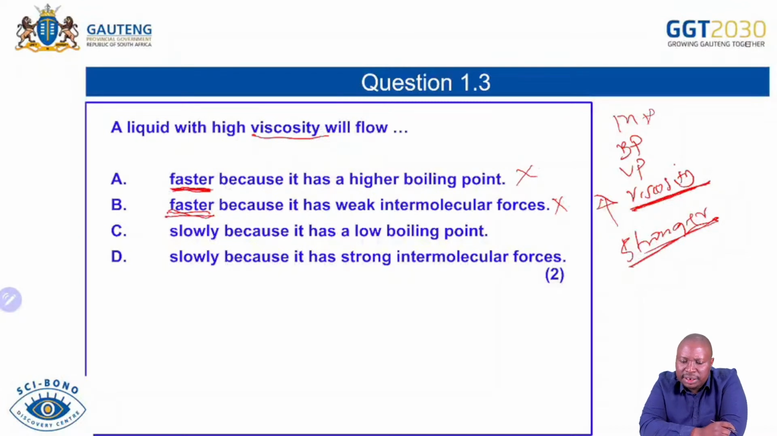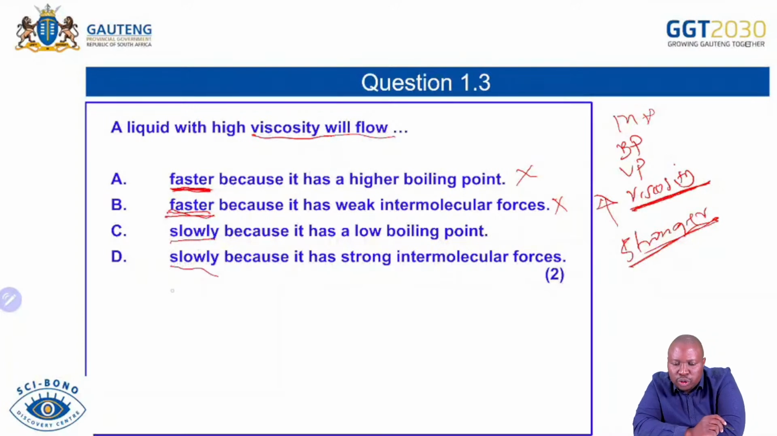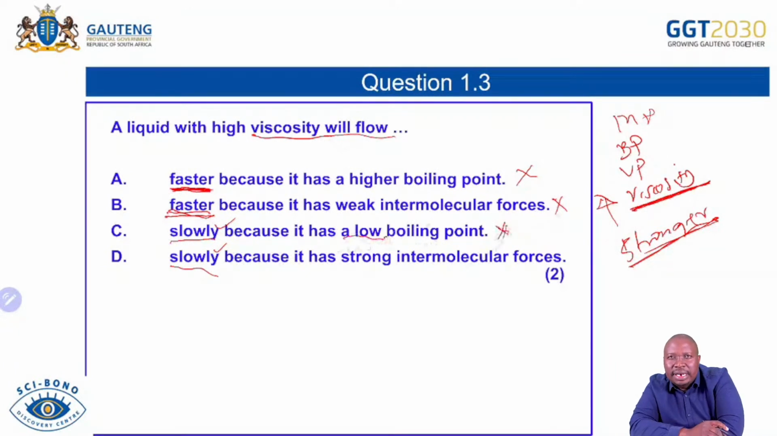For option D, we are saying it will flow slowly. It's always important to read it from here. To say it will flow slowly, you agree, because it has high resistance, it must flow slowly. Even option C says it must flow slowly. So in terms of flowing, it is slow, we are all agreeing. The second part says because it has a low boiling point. But you know that if it has stronger intermolecular forces, the boiling point will also be higher. So you are able to say it cannot have a low boiling point, it must have a high boiling point. That makes option C wrong.